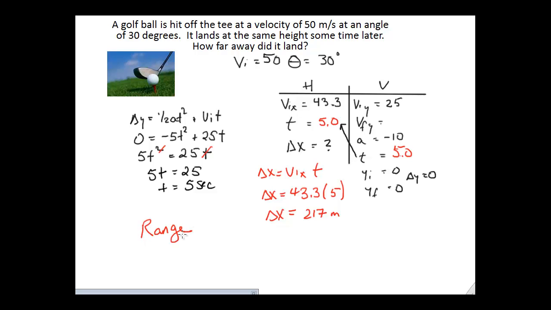This, by the way, is called a range problem, because by definition the range is the value of delta x when delta y is 0, and that's what we had in this case. So if you're asked for the range, you're looking for the value of delta x, and you know that delta y is 0.